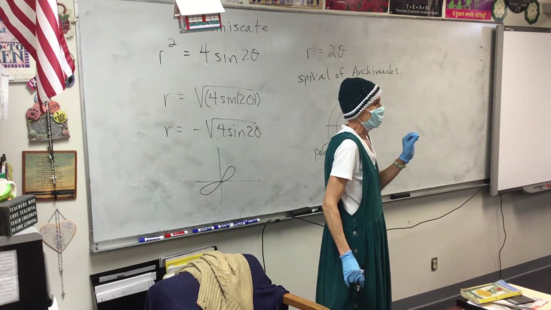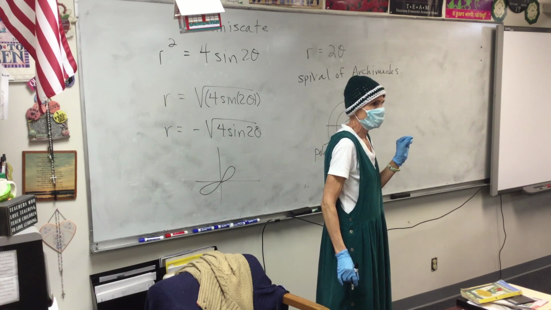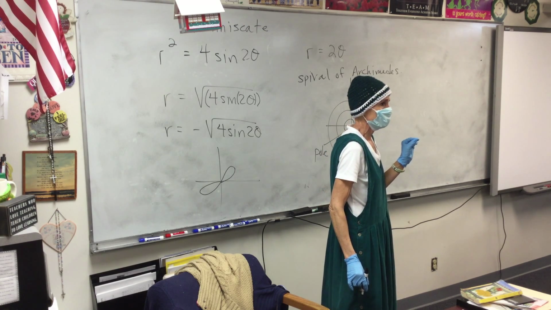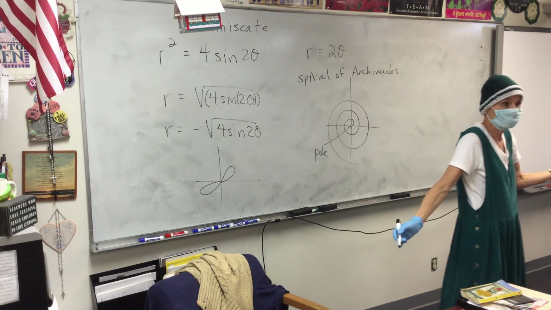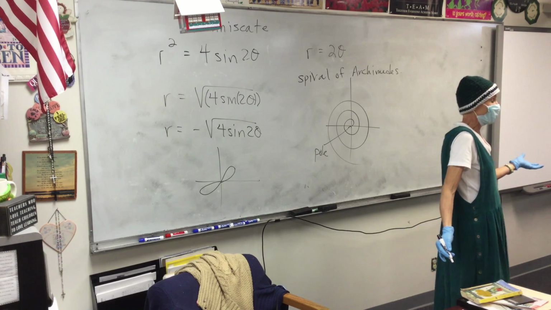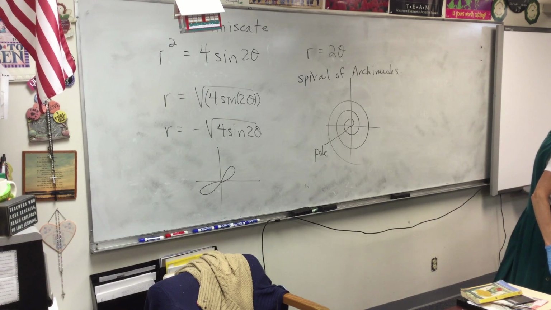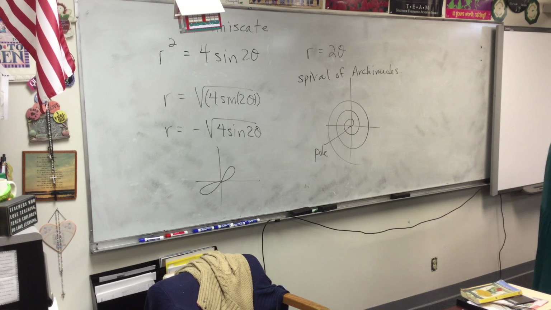Now, what did we put our theta max as? 20 pi, which would be how many revolutions? 10. So your spiral should have spun 10 times and then stopped. Now, technically it doesn't stop, but you stopped it because you told it to go 10 times. That's what 20 pi did, 10 times. If you would have said 30 pi, it would have spun 15 times, right?